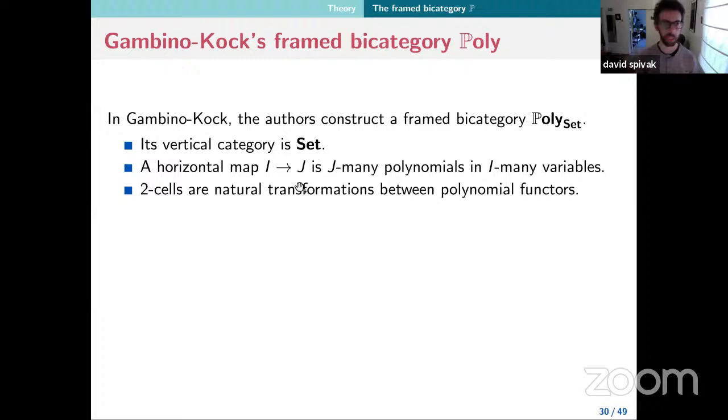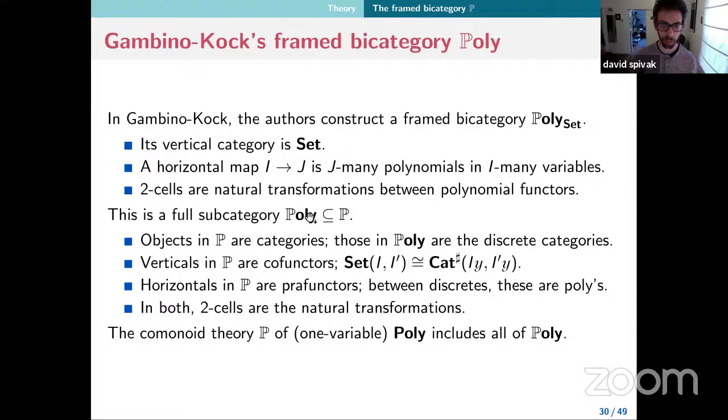So the point I want to make on this slide is that Poly is a full subcategory of P. The objects in P are categories, and those in Poly you can consider as the discrete categories on a set. The verticals in P are cofunctors, but cofunctors between discrete categories are just functions between the sets. The horizontals in P are profunctors, but between discrete categories, those are exactly the polynomial functors. And for both of them, the two-cells are the natural transformations.